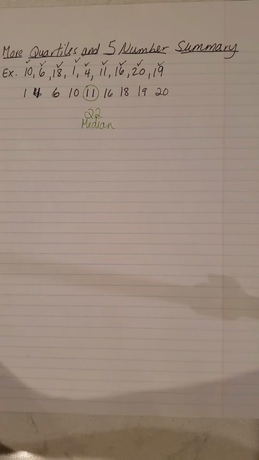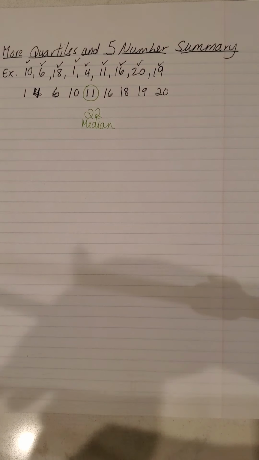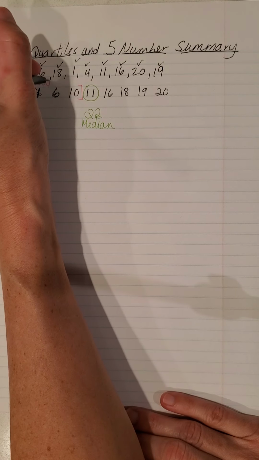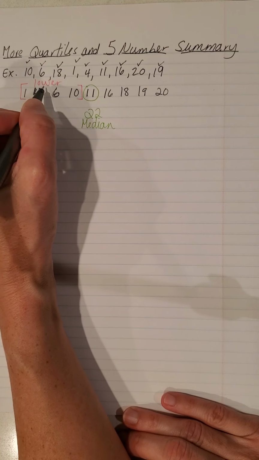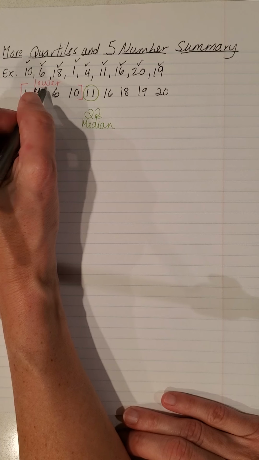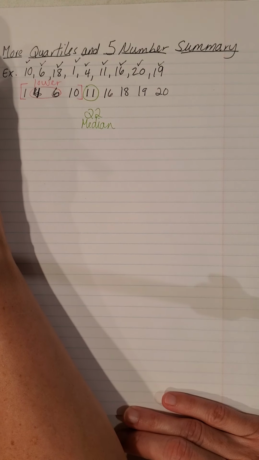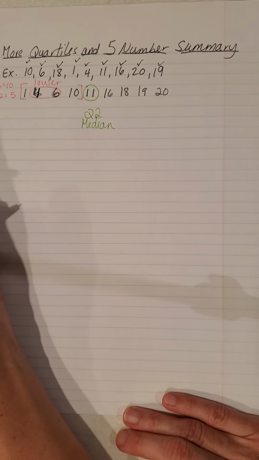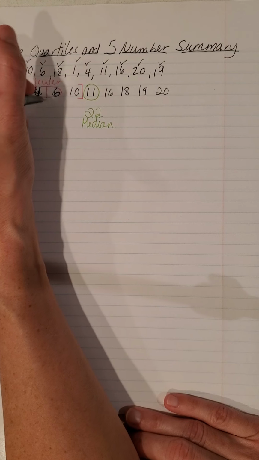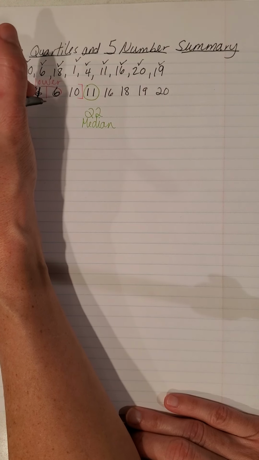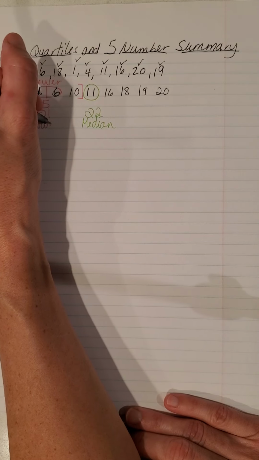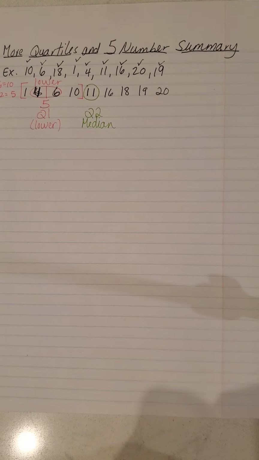After I do that, I'm going to find the middle of the lower half. Here's the lower half. It's everything to the left. And it looks like there isn't actually a middle number. And so I'm going to take these two, 4 and 6, and I'm going to add them. And I get 10. And then I'm going to divide that by 2. And I get 5. And so my middle of my lower half is actually 5. And that's my Q1, also known as a lower quartile.